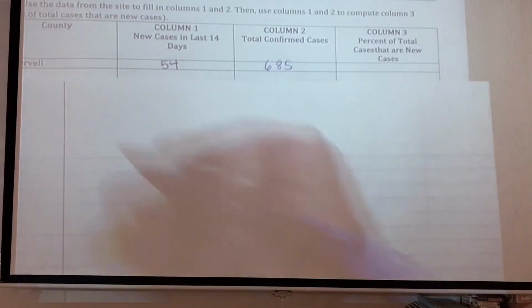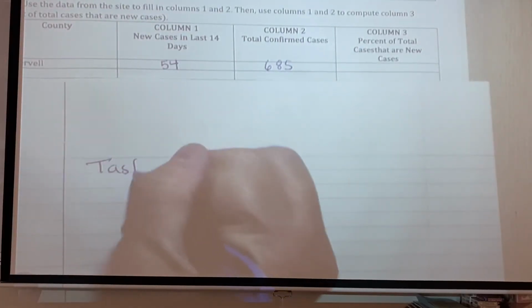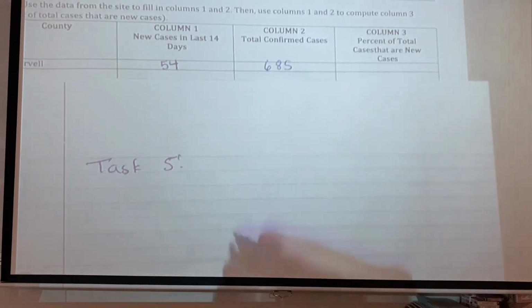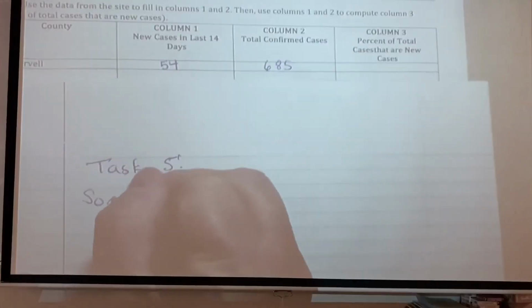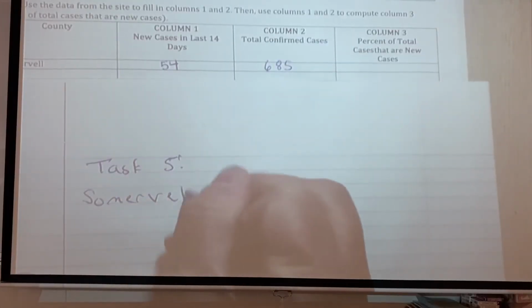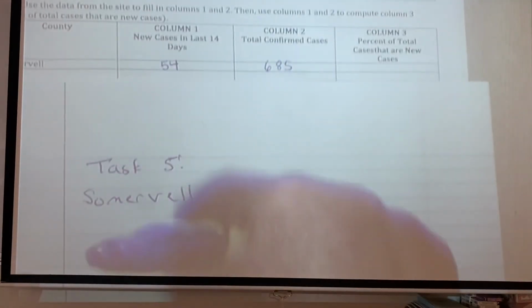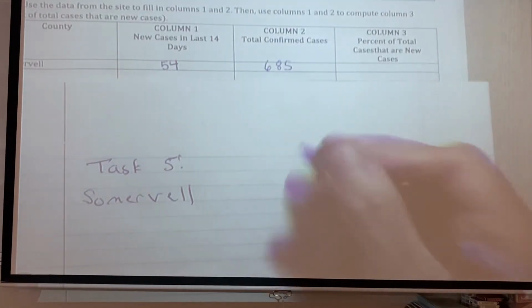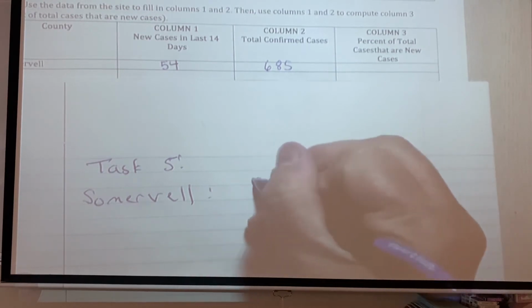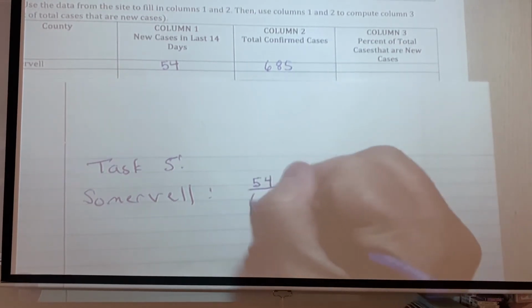Perfect. So here I am doing task 5. When y'all are doing your work, be sure to show me your work. And I'm doing Somerville County. So you know, you're gonna turn in this paper, but you also need to show me your work along the way. So I'm doing Somerville County, and I like that to find a percent, it's just a fraction.